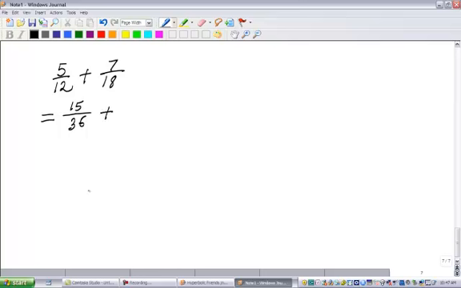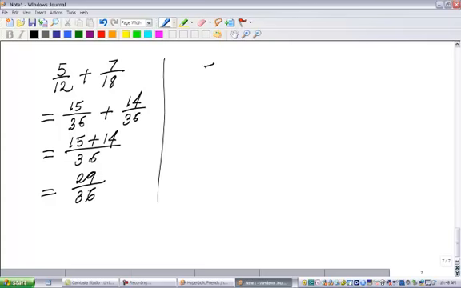Plus, now, 36, if I divide that by 18, I get 2. So multiply 7 by 2, I get 14 over 36. So now it's easy. I just add 15 plus 14 over 36, which is 29 over 36. Right? Now, I could have done it a little bit differently, which is I'm going to write 5 over 12 plus 7 over 18, okay?